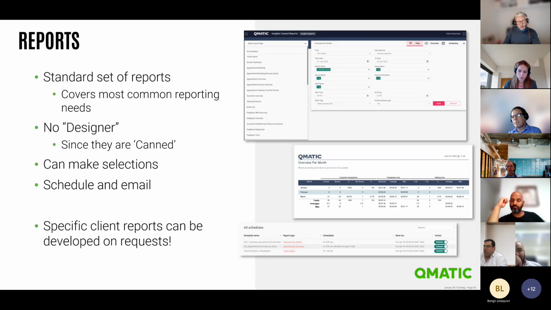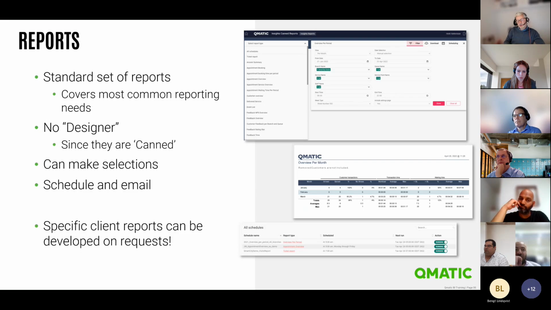So then we talk about reports. Now, our solution comes with a standard set of reports, and I would say that covers the most common reporting needs. The very normal reporting you want to do on a system we cover in standard reports. There is no so-called designer, and I'm putting that in specifically because there are sometimes clients who have expectations that they can make changes to these reports themselves. And with that, I'm talking about the layout of the report.